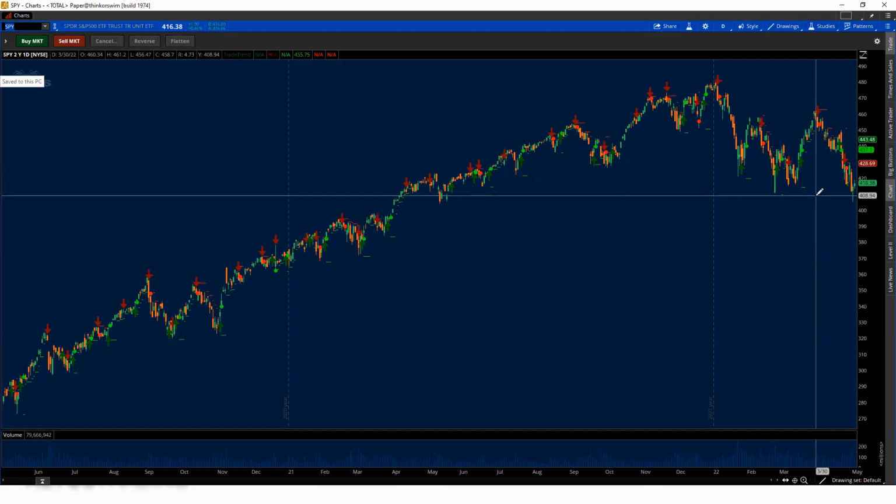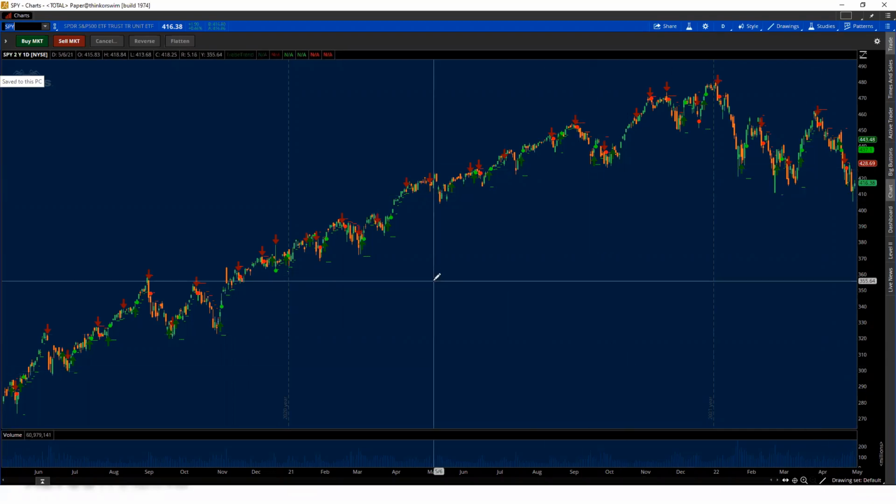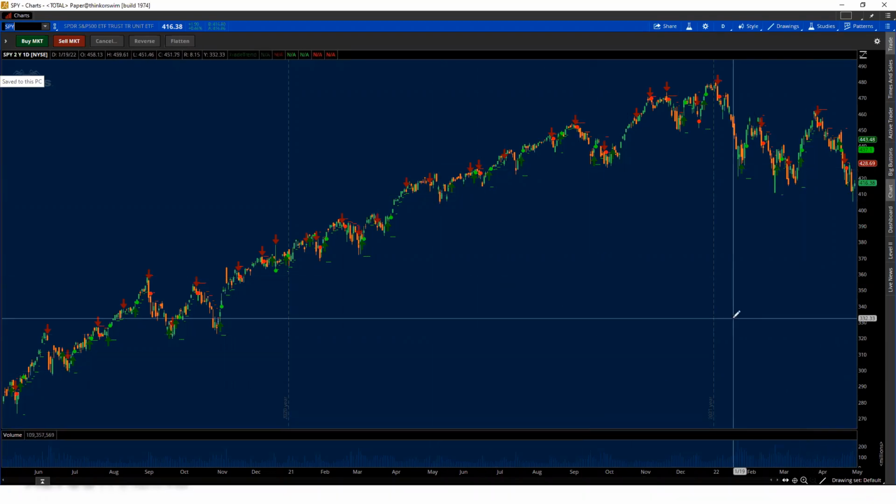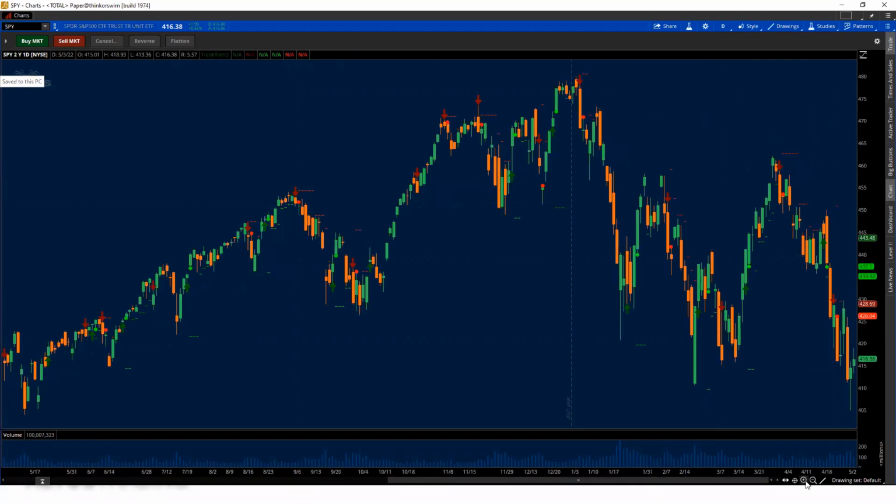Now, that's one way to scale in terms of entry. Another way is, let's say that you scale in, and let me see if I can find an example here. Let me just kind of use this recent one.